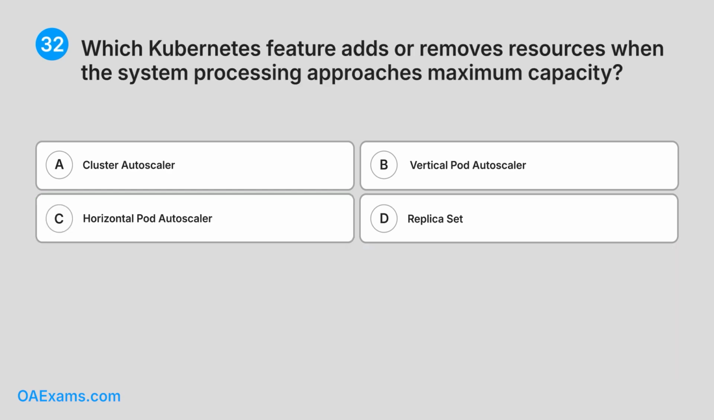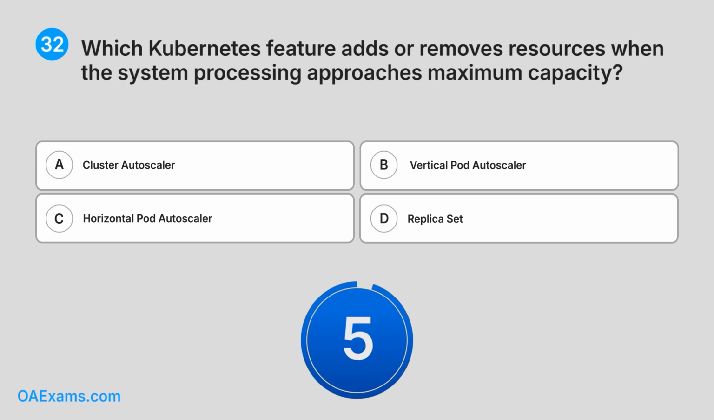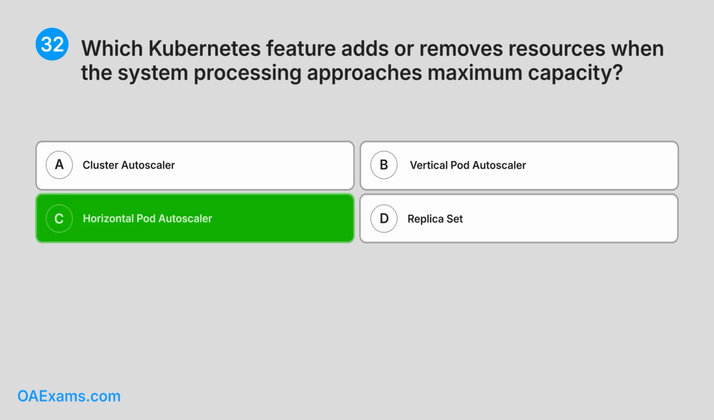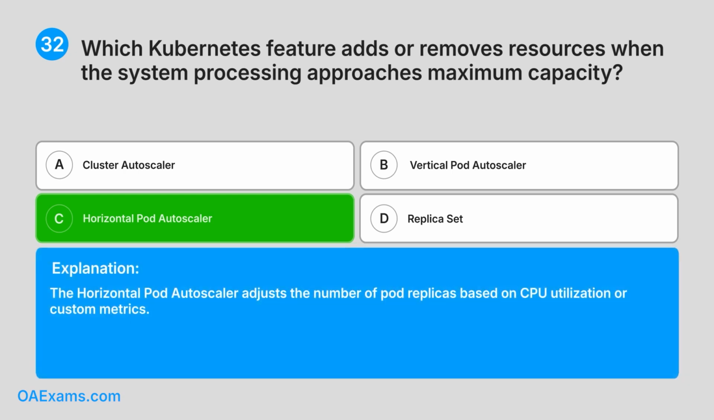32. Which Kubernetes feature adds or removes resources when the system processing approaches maximum capacity? A. Cluster autoscaler. B. Vertical pod autoscaler. C. Horizontal pod autoscaler. D. Replica set. Do you know the answer? Correct answer: C. Horizontal pod autoscaler. Explanation: the horizontal pod autoscaler adjusts the number of pod replicas based on CPU utilization or custom metrics.